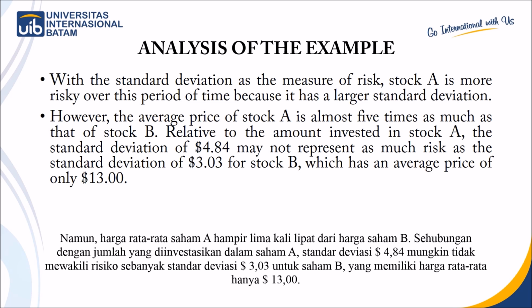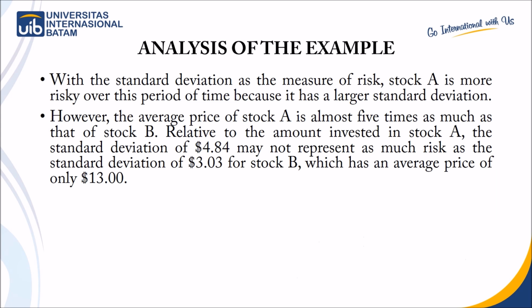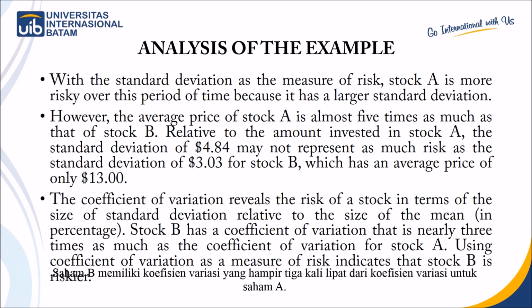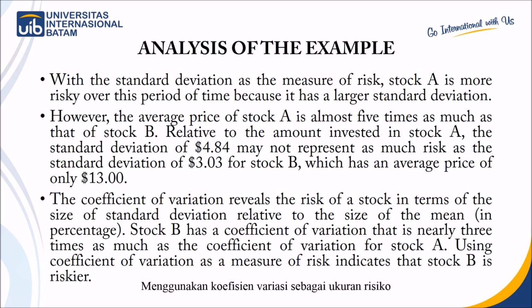The coefficient of variation reveals the risk of a stock in terms of the size of standard deviation relative to the size of the mean in percentage. Stock B has a coefficient of variation that is nearly 3 times as much as the coefficient of variation for stock A. Using coefficient of variation as a measure of risk indicates that stock B is riskier.